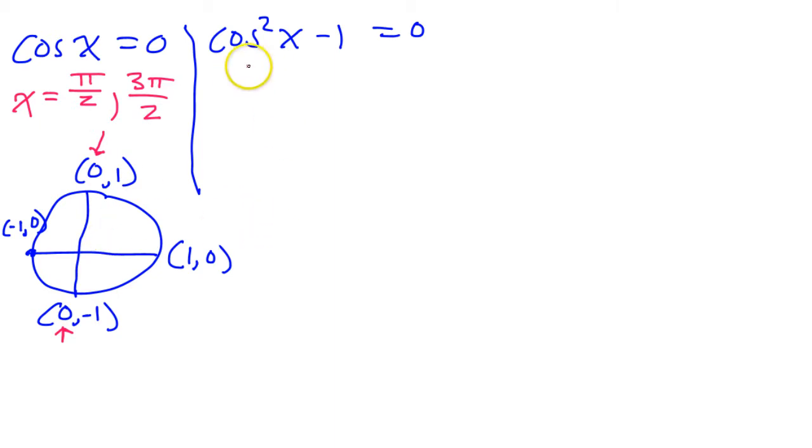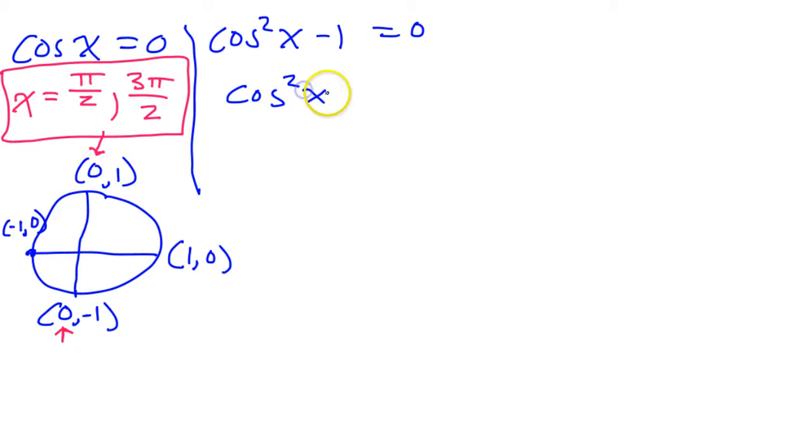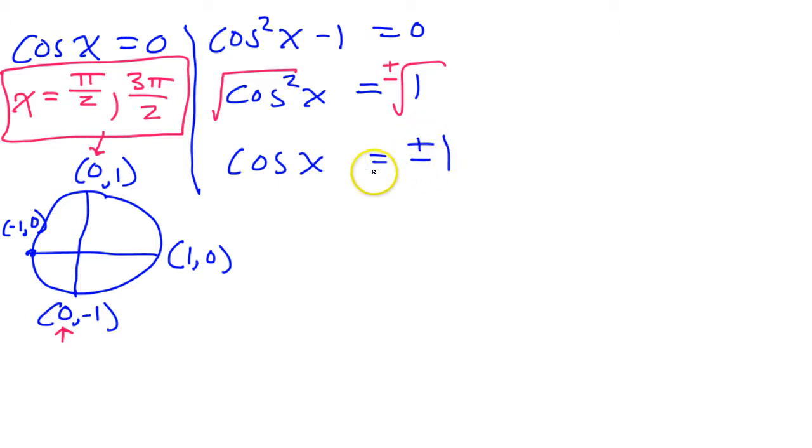Okay, now let's keep going and solve this side. So I've got these so far. Now, if I solve cosine squared x minus 1 equals 0, I'm going to add 1 to both sides, so that's going to give me cosine squared x is equal to 1. And then I would need to take the square root of both sides. Now, when you take the square root of both sides, don't forget your plus or minus. The solution can be plus or minus. So that's going to leave me with cosine x is equal to plus or minus 1.